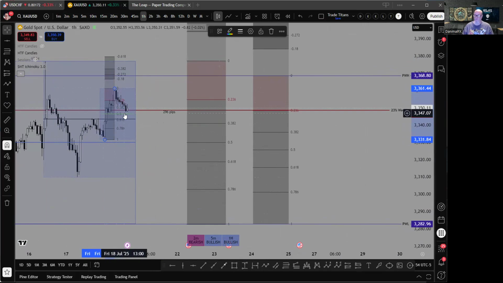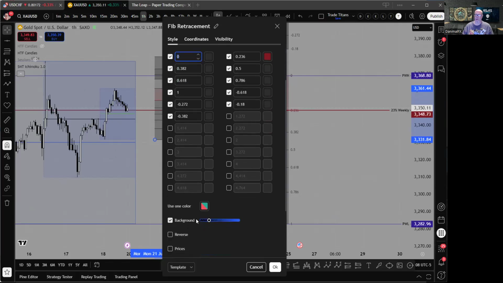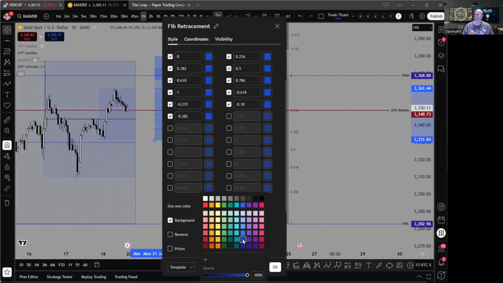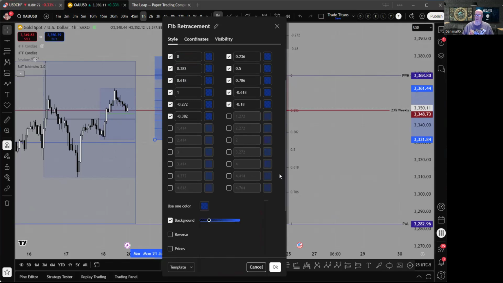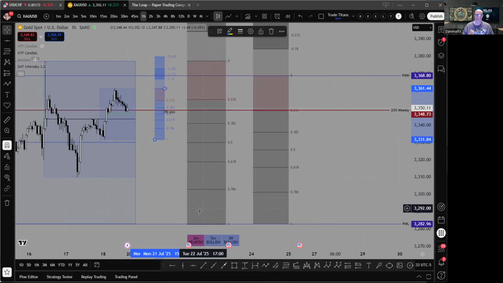And this is going to be our 5 minute fib. I'm just going to move it over here. Background, one color, blue. Oh, I don't like that blue. I like that blue a little better. And then my 236 is always going to be red. Okay. So same with this one.